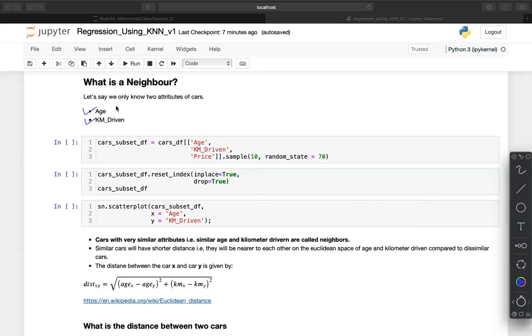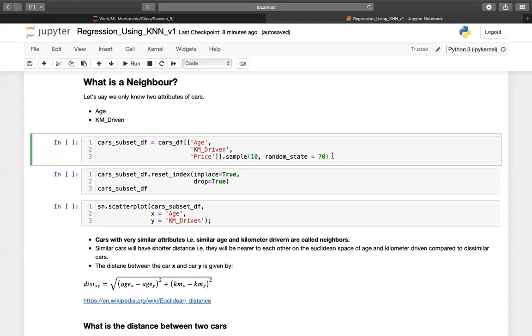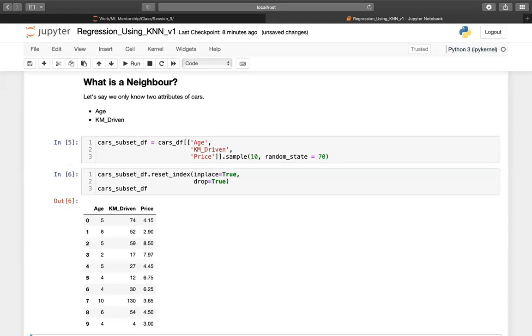Because we can't visualize anything more than two variables, we'll just stick to two variables as of now and understand the concept. So we'll create a small subset of samples from our original sample. We'll take only 10 samples and we will take only age, kilometer driven and price, these three variables, and we'll look at that.